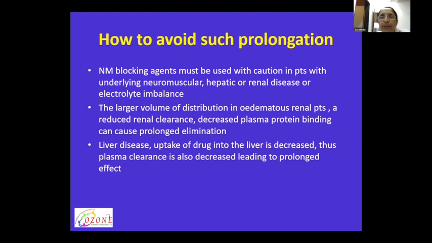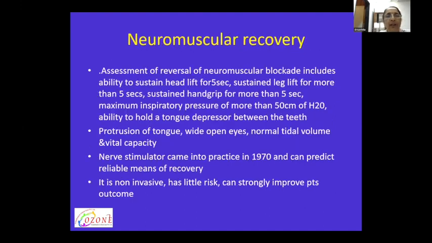NM blocking agents must be used with caution in patients with underlying neuromuscular, hepatic, or renal disease or electrolyte imbalance. A larger volume of distribution in edematous renal patients, a reduced renal clearance, and decreased plasma protein binding can cause prolonged elimination. In liver disease also, uptake of drugs into the liver is decreased, thus plasma clearance is also decreased, leading to prolonged effect. Then what are the signs of neuromuscular recovery?